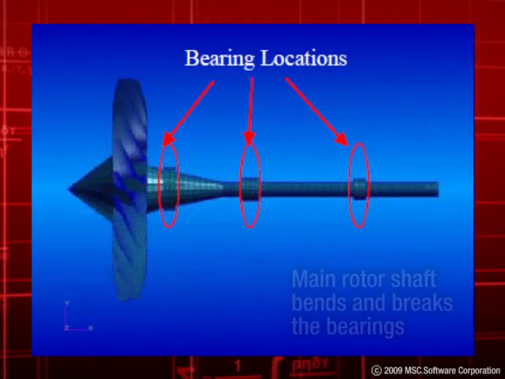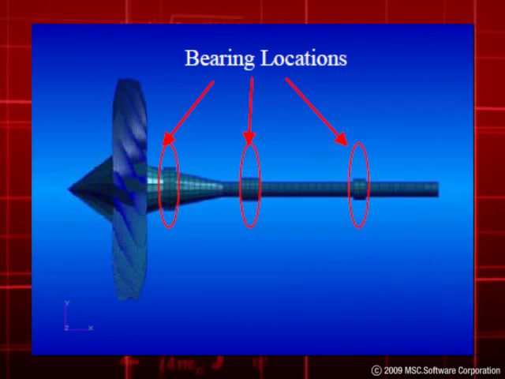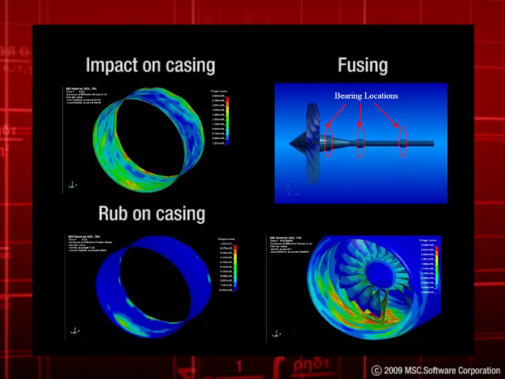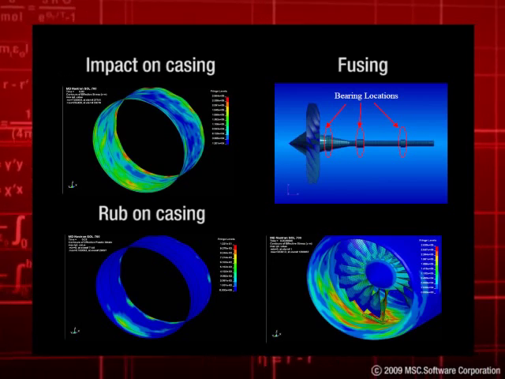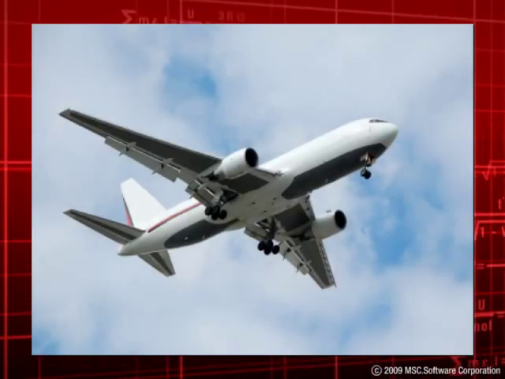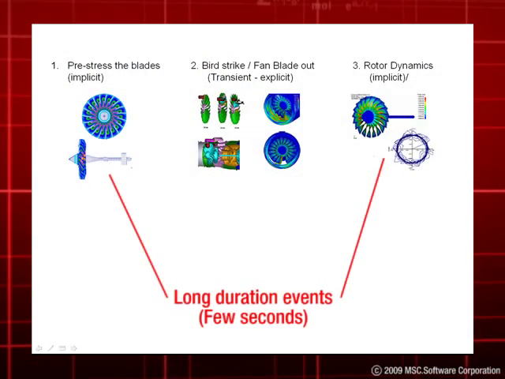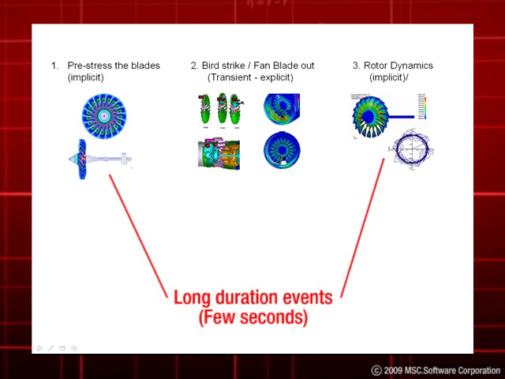Fusing is when the engine's main rotor shaft bends and breaks the bearings that are located on various locations of the shaft. These loads are extremely important for manufacturers since they will influence the safety of the aircraft and its navigation capacity. The pre-stress and rotor dynamics are both long duration events, usually lasting a few seconds.